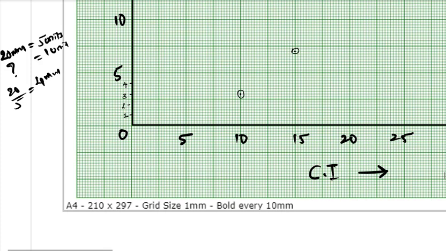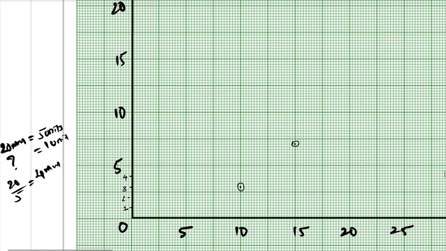And 20 versus 13, correct. 20 versus 13. Okay, so this is 10. So 1, 2, 3, 4. This is 11. 1, 2, 3, 4, 12. 1, 2, 3, 4. And this is going to be 13. 20 versus 13.